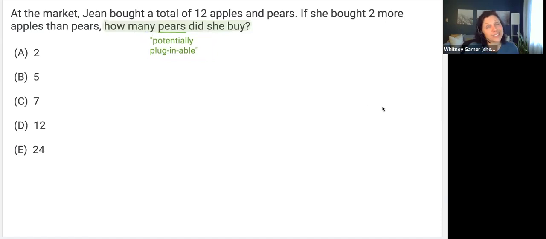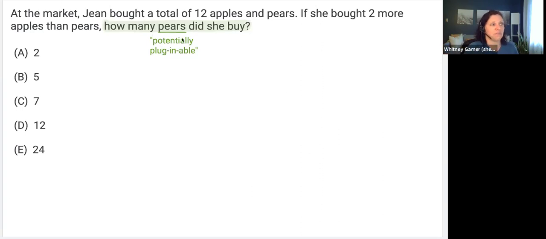If this question had instead said something like, what is the average of the number of pears and apples that she bought, or if they ask for something more complicated, like a combination of items, that may not be plug-inable. Might be, but it may not be. So if a question is asking for a single value, a single variable, a singular concept, that might be something that I could plug back into the problem.